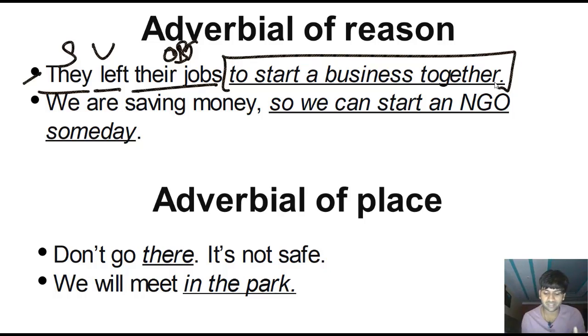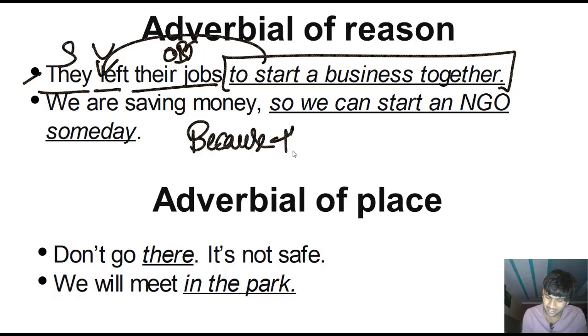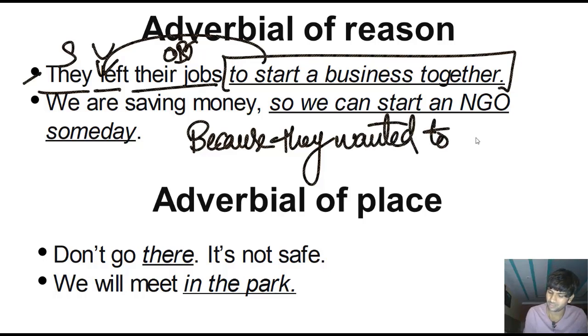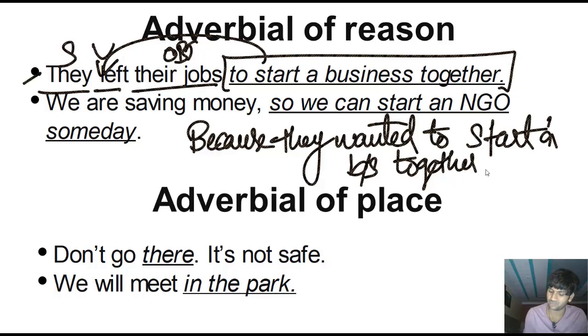So it's an infinitive phrase that is working as an adverb, giving information about the verb left and telling us the reason of the action, the purpose of the action, to start a business together. It can be a clause as well. They left their jobs because they wanted to start a business together, right? Because or as they wanted to start a business together, right? So it can be a clause as well, but it cannot be one word.